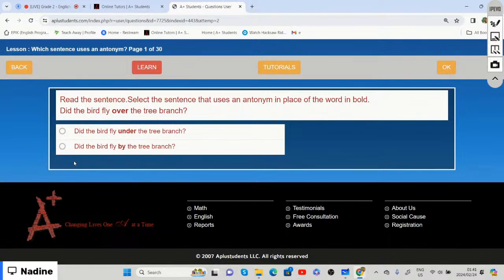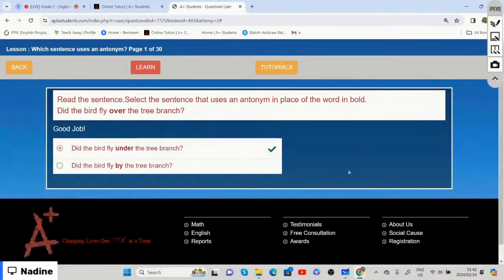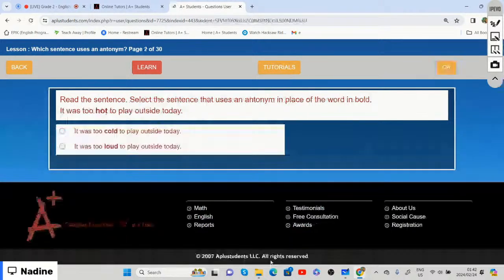All right, then if we choose the correct one, we would say, did the bird fly under the tree branch, which means that under is the opposite meaning of over. And under is correct. So well done, it is correct. The first option is correct. It was too hot to play outside today. We need to find the opposite of the word hot.